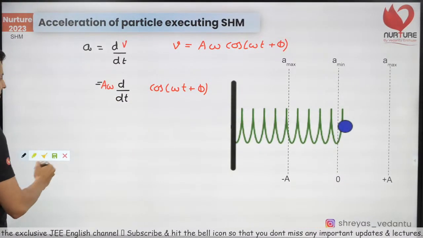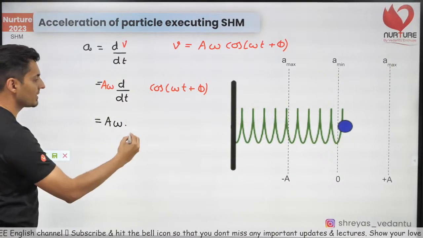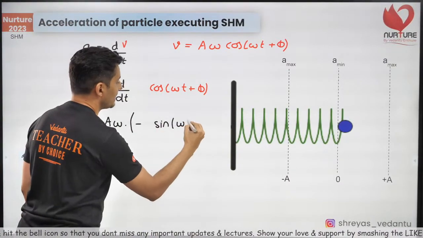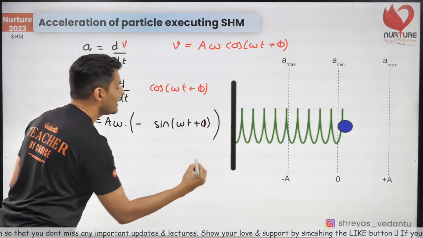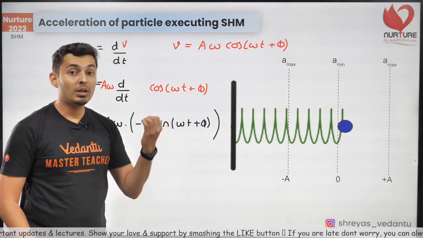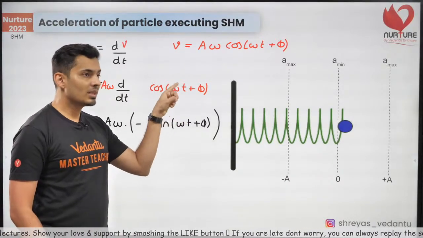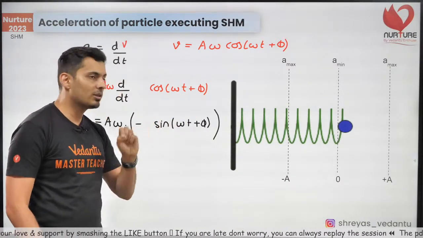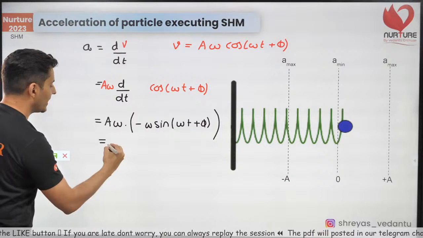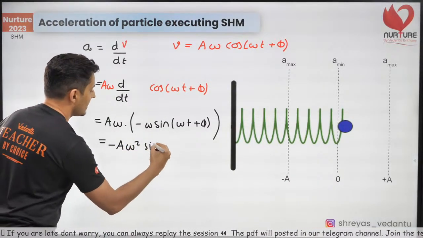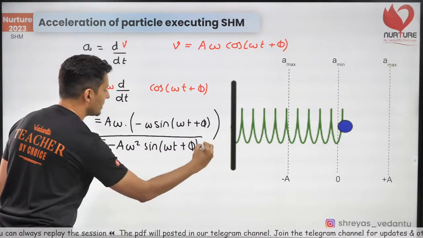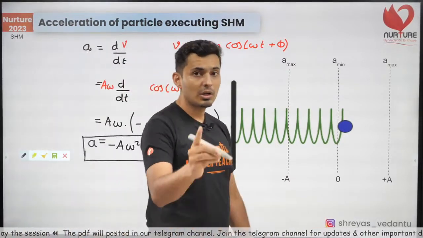What is the derivative of cos? The derivative of cos is minus sine. Derivative of cos is minus sine(omega t plus phi), and for the same reasons I explained before, when it is the derivative of cos x, it is minus sine x. But the derivative of cos(ax plus b) is minus sine(ax plus b), and that a also comes outside. So you should have this omega outside. Omega into omega is omega square, so it will become minus a omega square sine(omega t plus phi). So that is nothing but your acceleration. You have to remember this.